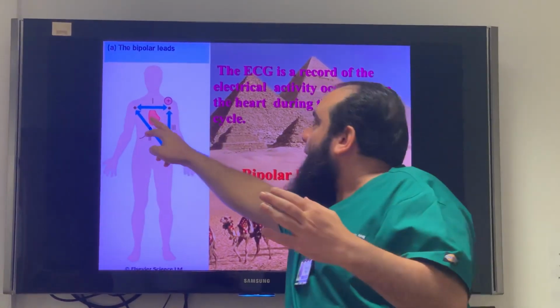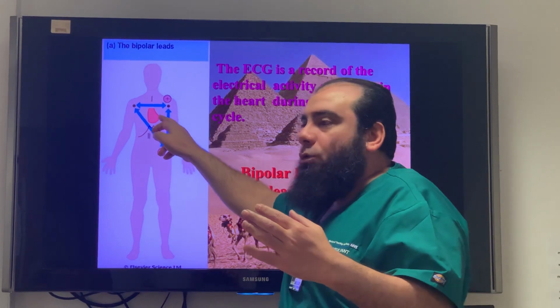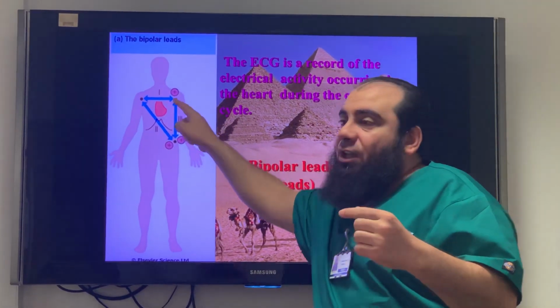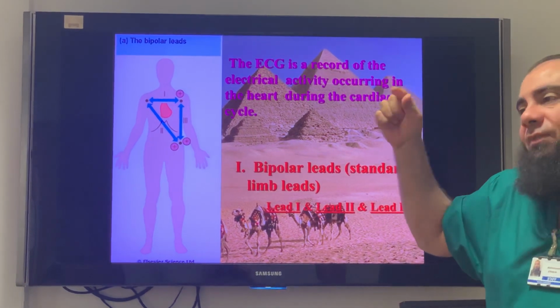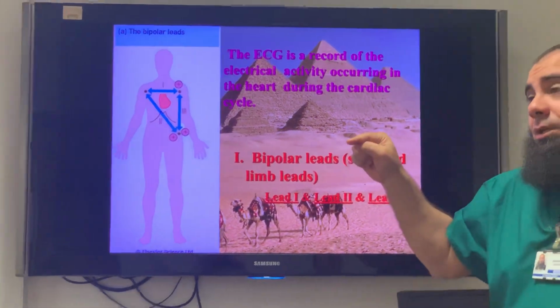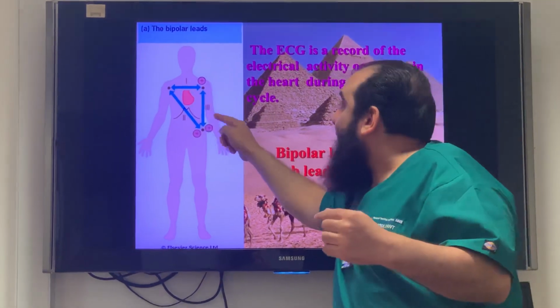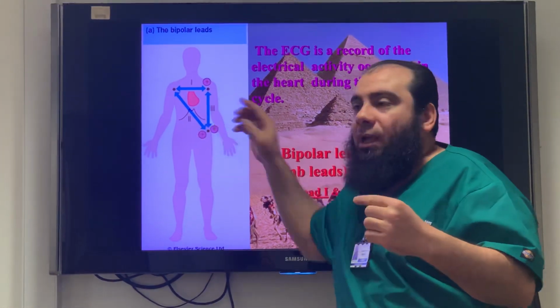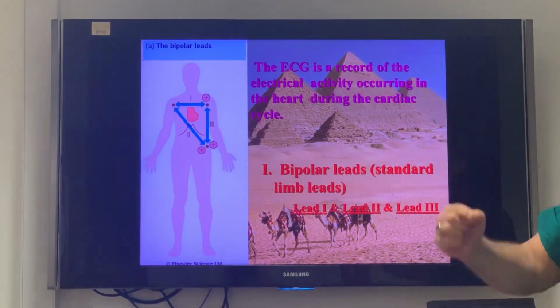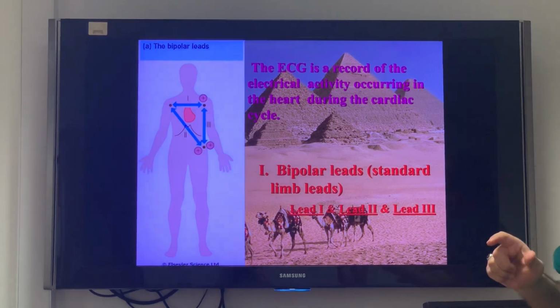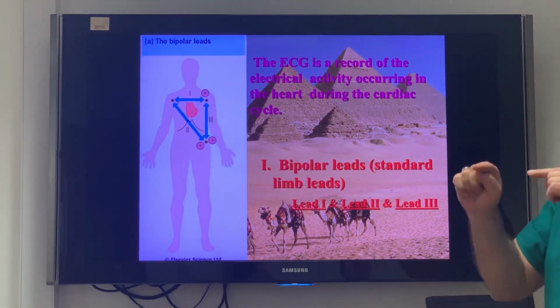Any electrical activity in the heart which is going towards the positive lead is going to be reflected as a positive wave in the ECG. And any electrical activity which is going against the positive pole in that lead is going to give a negative wave in the ECG. It will be clearer after that.